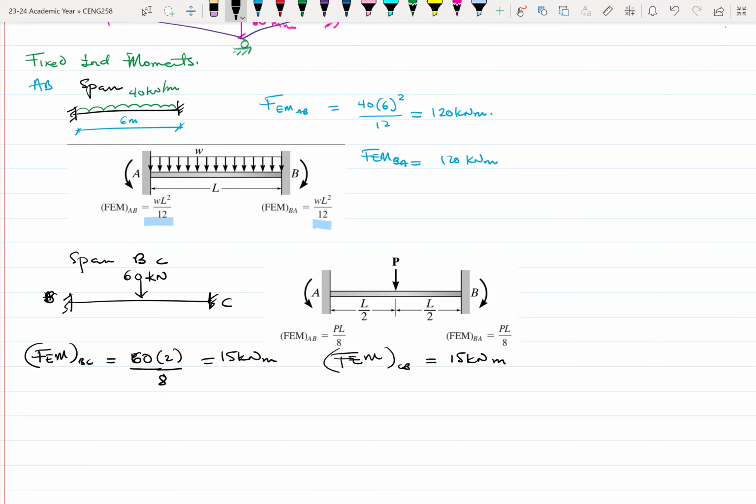Now look at the directions of the moments. For the FEMAB, it is anti-clockwise. For the FEMBA, it's clockwise. The FEMBC is also anti-clockwise. Then the FEMCB is clockwise. This will come in handy going forward.